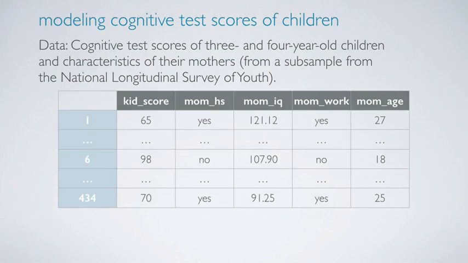The data that we're going to be working with come from the National Longitudinal Survey of Youth. These are cognitive test scores of 3- and 4-year-old children and characteristics of their mothers. We have data on the kid's score, whether or not the mom went to high school or not, the IQ score of the mother, whether the mom worked during the first 3 years of the kid's life, and the age of the mother at the birth of their child.